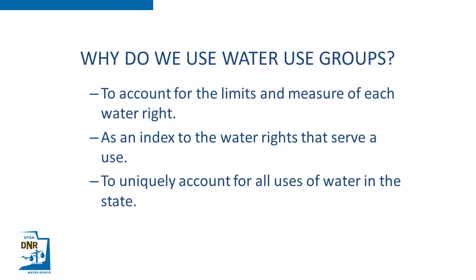Water use groups can identify what water rights are being used on a parcel of ground, how the water is being used, and when it is being used. Water use groups allow us to account for all the uses of water in the state.